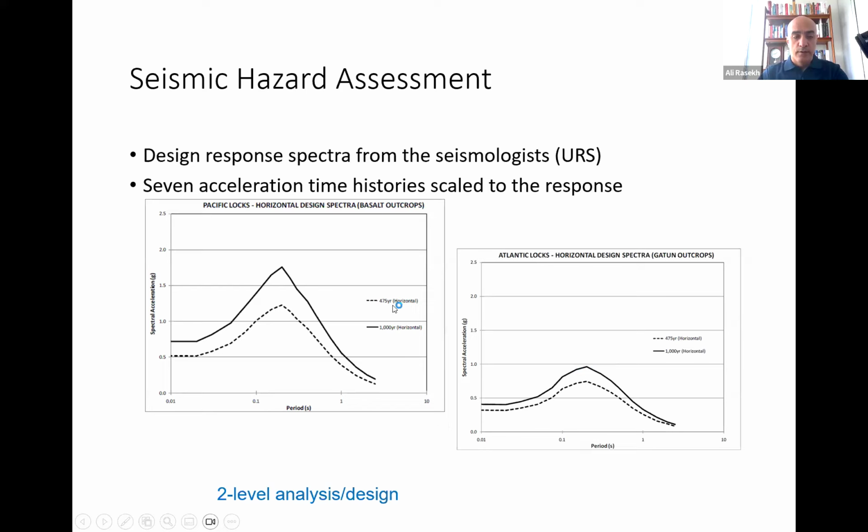And this is the hazard for the higher probability earthquake that happens on average once every 475 years, the lower one, and the lower probability one that happens once every 1,000 years, which has a higher value. And the analysis design was done in 2 levels. Different criteria for each level of earthquake, but both levels were considered. And we used the acceleration time history analysis and solution for evaluating the seismic response on both sides.